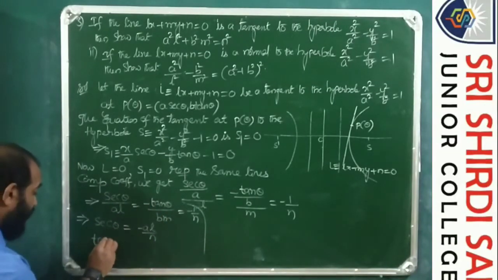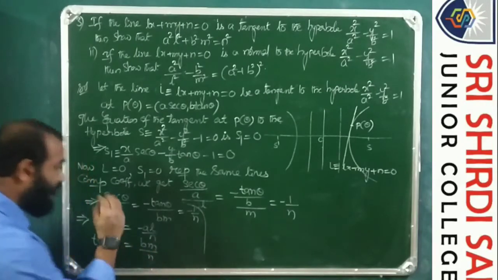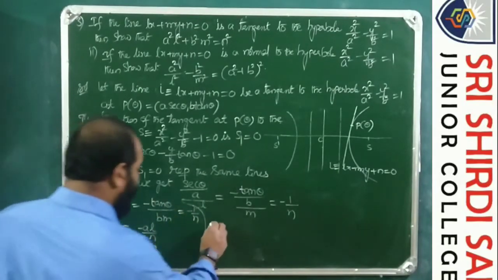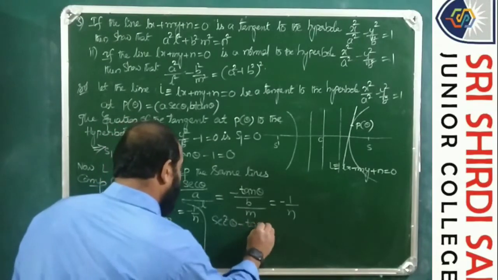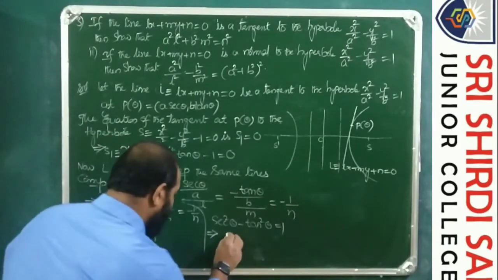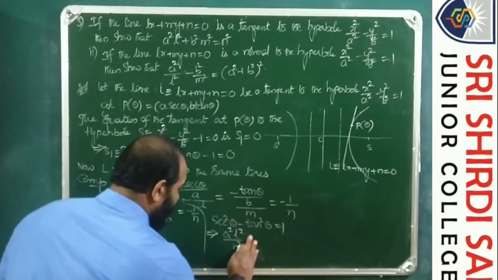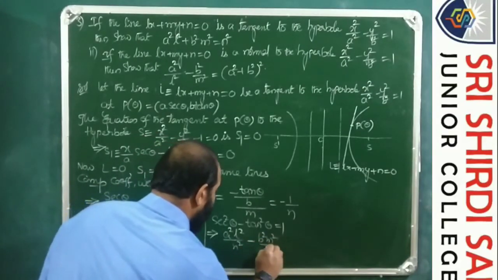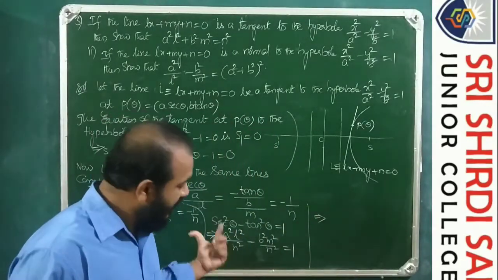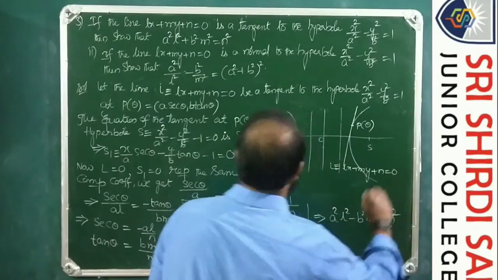Now tan theta is equal to bm by n, since the minus on both sides gets cancelled. Now we know that secant square theta minus tan square theta equals 1. Secant square theta is minus aL by n whole square, so this is a square L square by n square minus bm by n whole square, equals 1. Therefore, multiplying by n square and transposing, a square L square minus b square m square is equal to n square, which is what we need to prove.